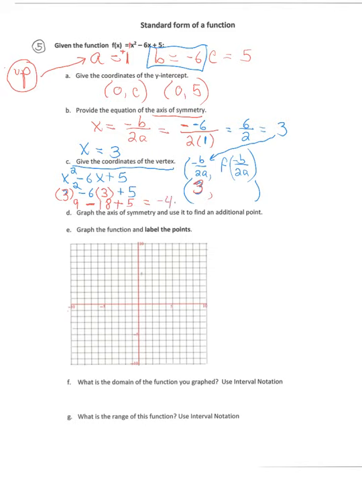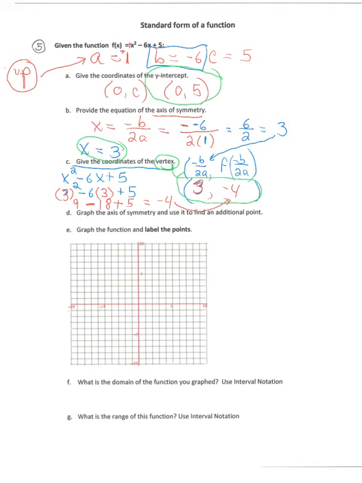And guess where that goes? Right over here. So the vertex is 3, negative 4. So let me see, I'll use green. Let's circle the important things that we found. We found the y-intercept was 0, 5. We found the axis of symmetry was x equals 3. And we found that the vertex is 3, negative 4. Let's graph all these things. Let's put these items that we just calculated into the picture and see how it's going to look.